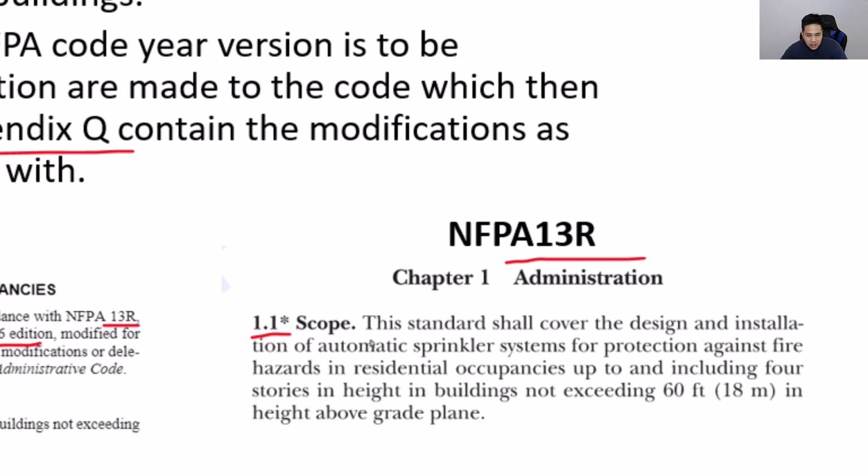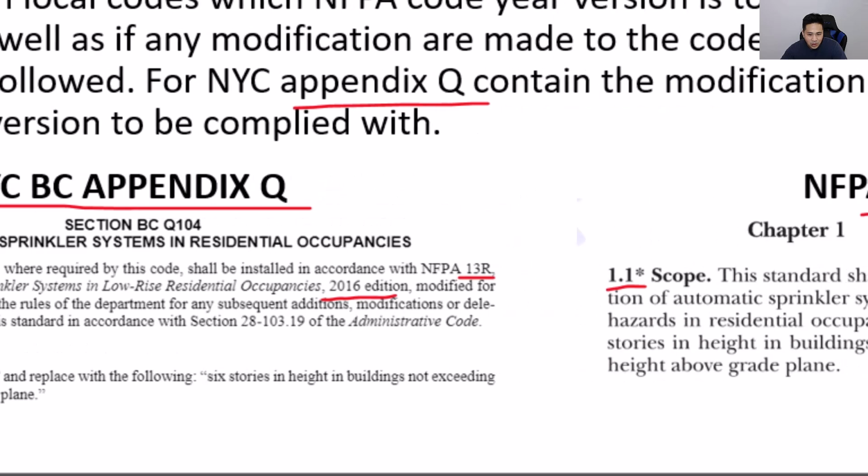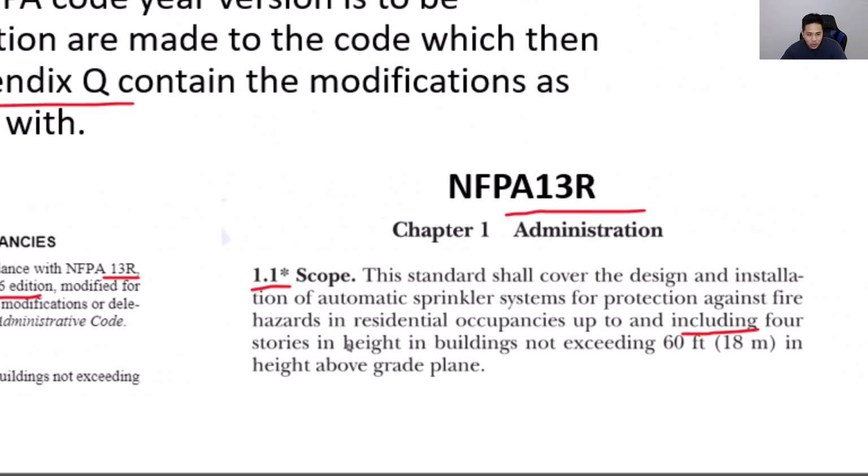So it says, this standard shall cover the design and installation of automatic sprinkler systems for protection against fire hazard in residential occupancies, okay, up to and including. So right here, the Appendix Q modified it. It says delete after the word including and replace with the following. So originally it said 4 stories in height in buildings not exceeding 60 feet in height above grade plane.